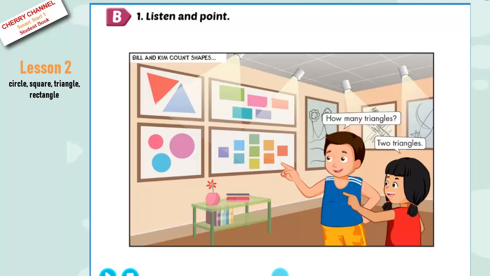B. 1. Listen and point. Bill and Kim count shapes. 1. How many triangles? 2 triangles. 2. How many rectangles? 5 rectangles. 3. How many circles? Just 3 circles. 4. How many squares? 9 squares. Let's play.